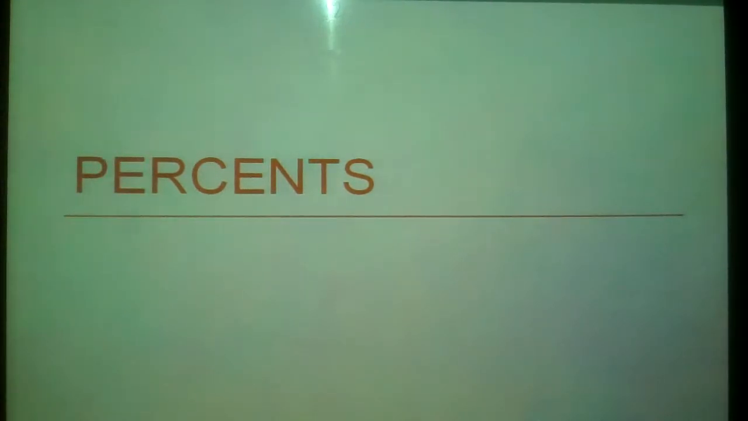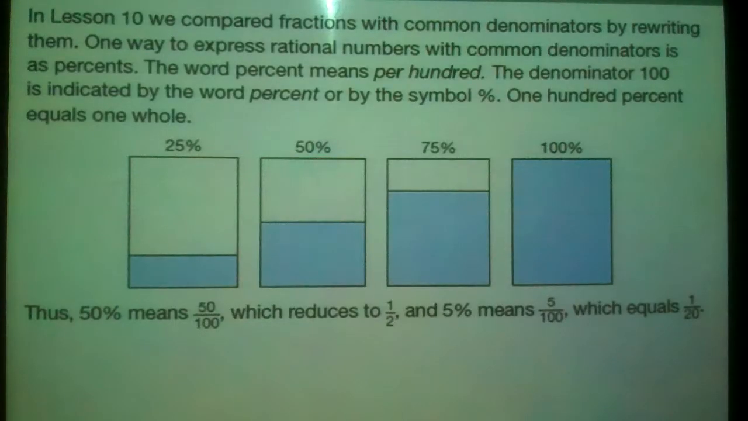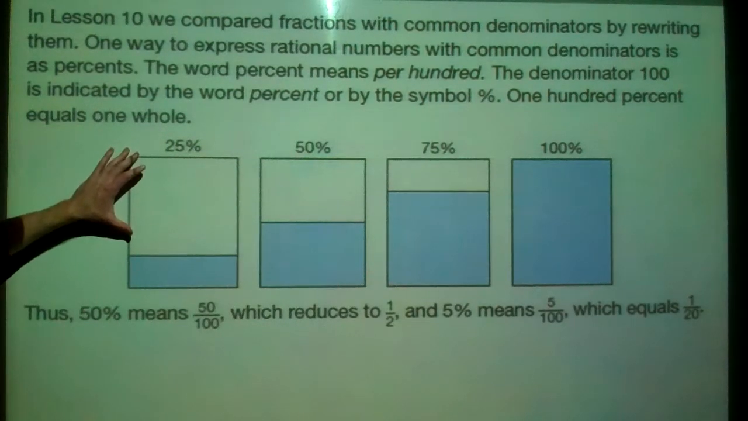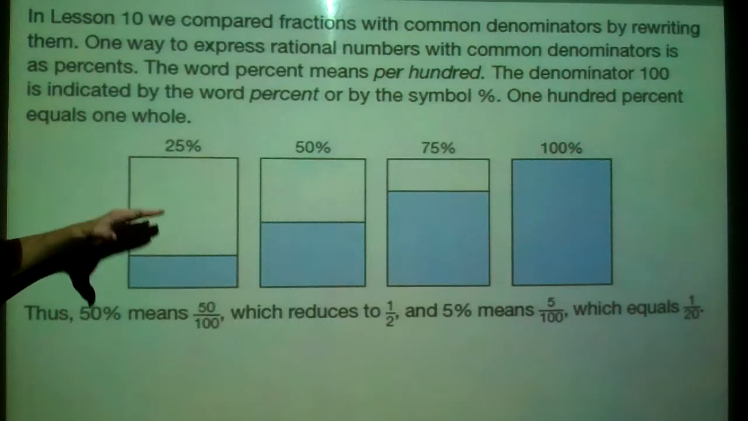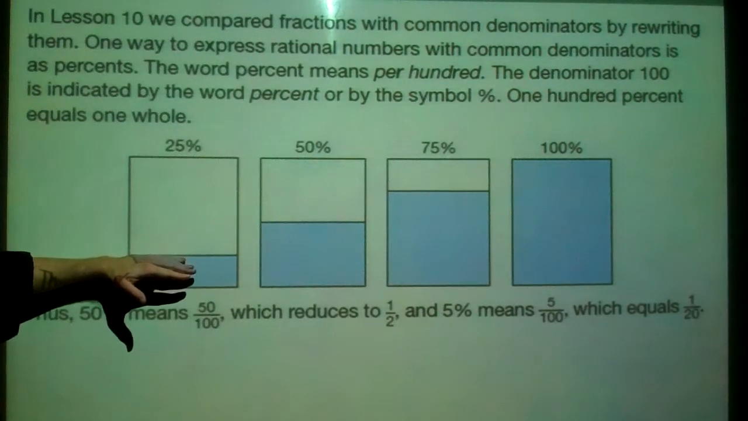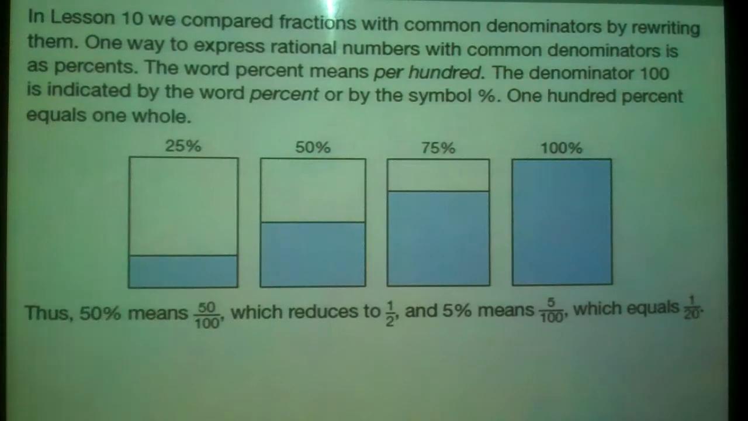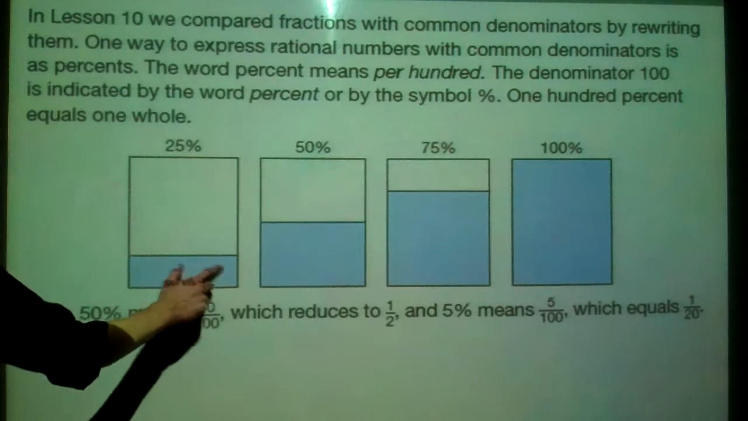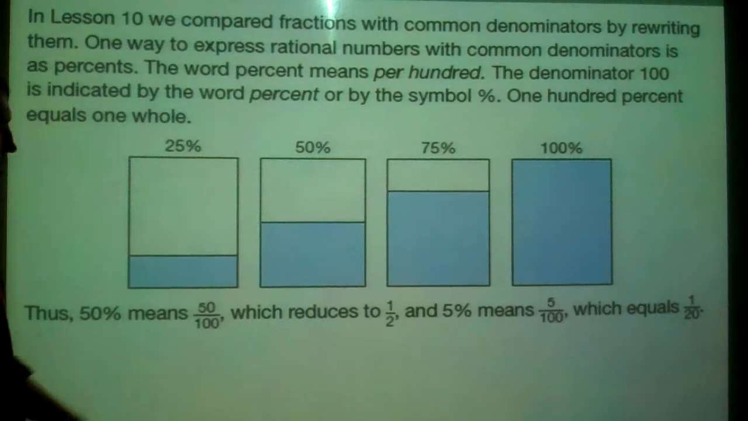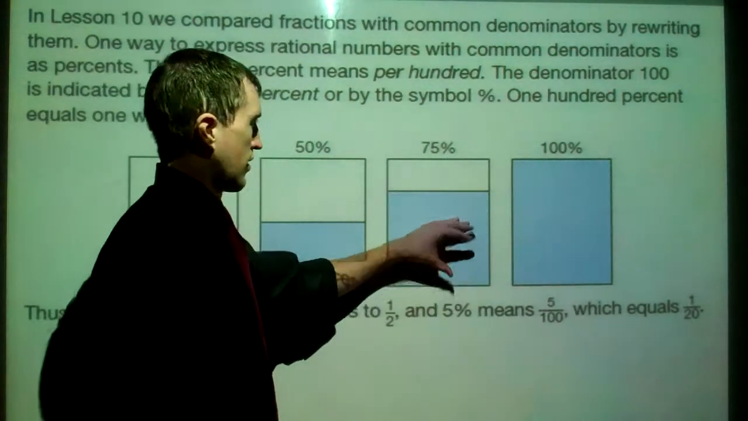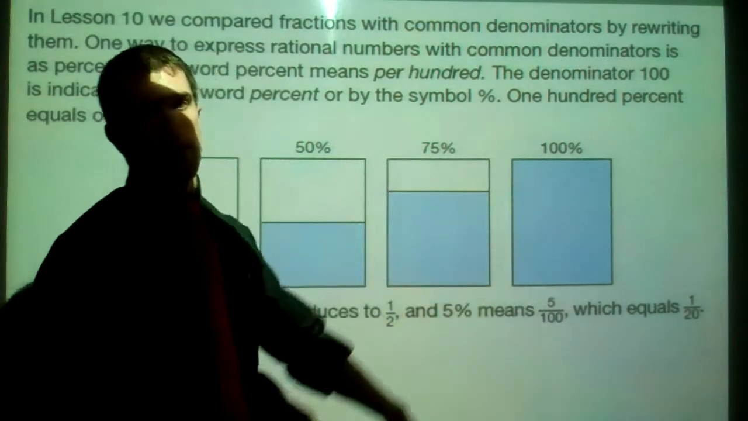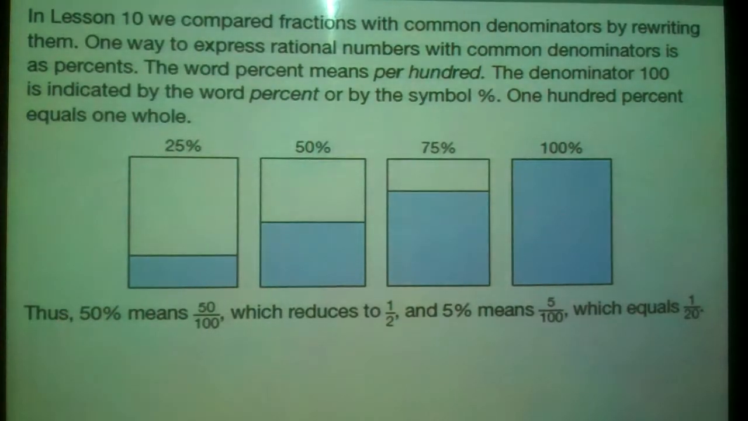So let's jump into this. Alright. Basically, this chart here is showing us what percents are. It shows us that out of 100% we can have a little bit less. These go up by 25s. So this is 25% of our rectangle is shaded, 50%, 75%, 100%. 100% means everything is shaded. That's our whole.